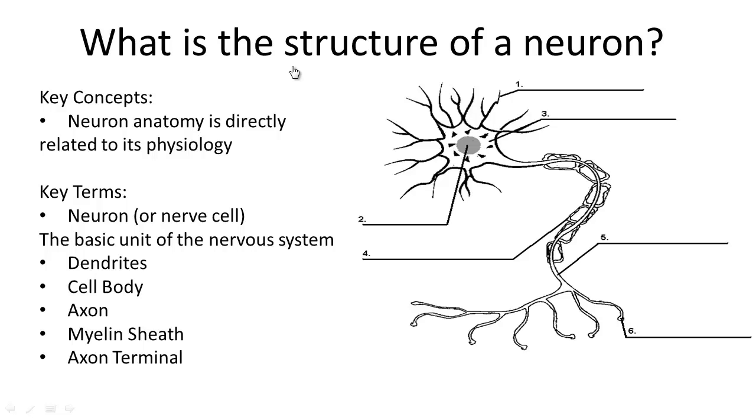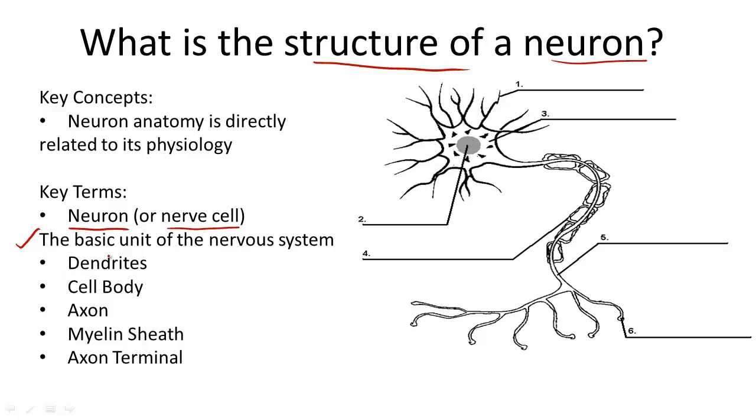The neuron, or the nerve cell. In this video, we'll go through the structure and function of a neuron. So what is a neuron? A neuron, or another name for a nerve cell, is the basic unit of the nervous system.